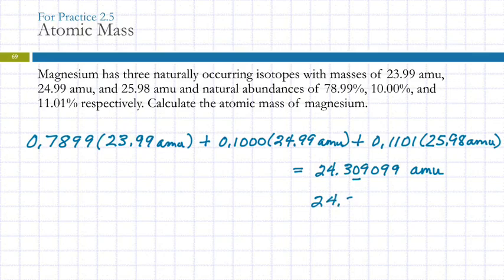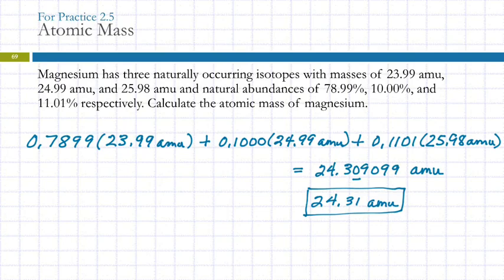So 24.31 atomic mass units. That's the average mass of a magnesium atom. When we're doing things with real elements, you can double check your answer on the periodic table, find magnesium, and the periodic table says 24.3051, and so that agrees. If you get something significantly different, check your math. Any questions?